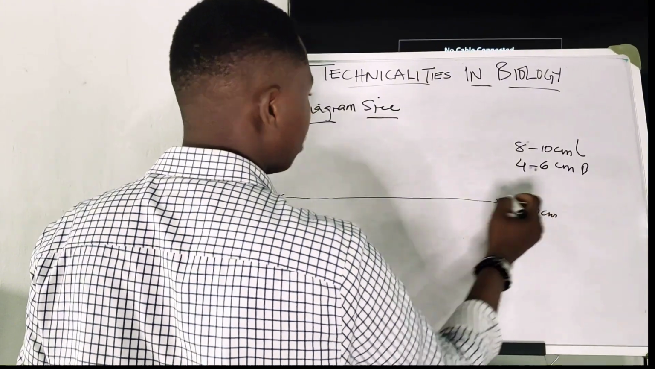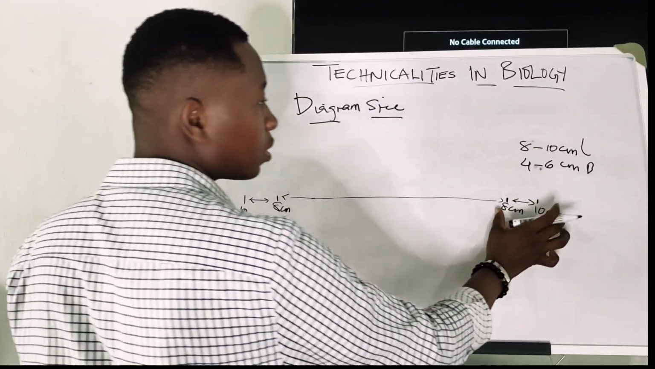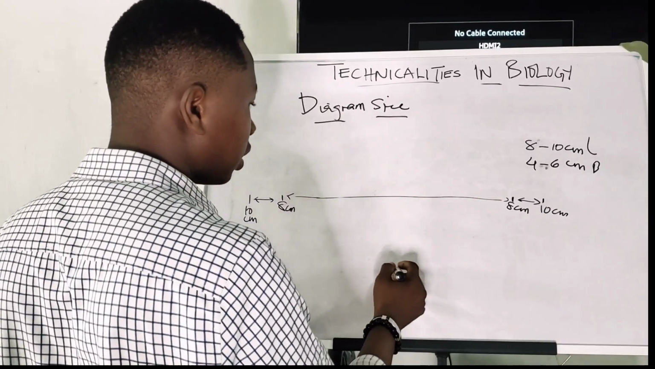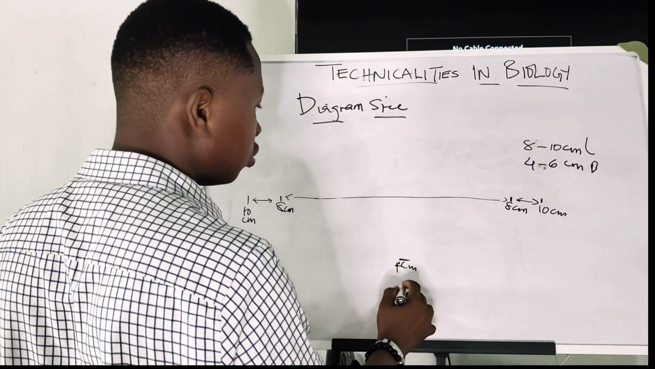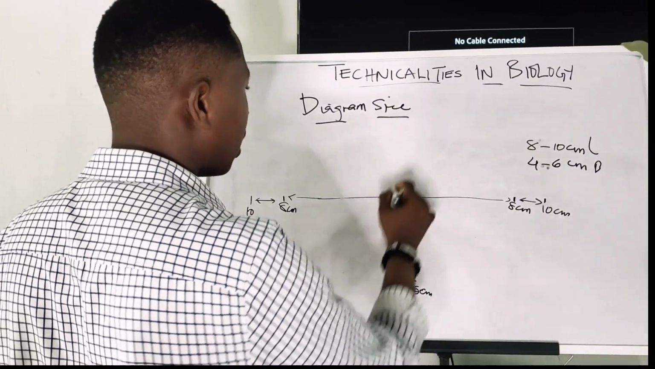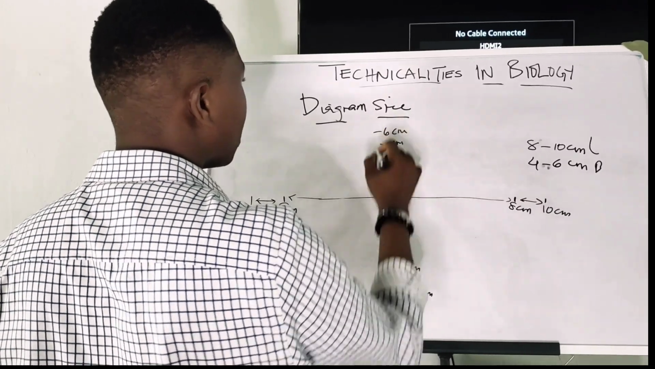Okay, so from here to here is a 2 cm difference. This is a 2 cm difference. Now you repeat the same thing for 4 cm. So you do 4 cm here, and you also do 6 cm here, 4 cm and 6 cm here.